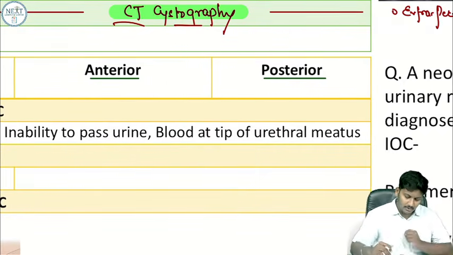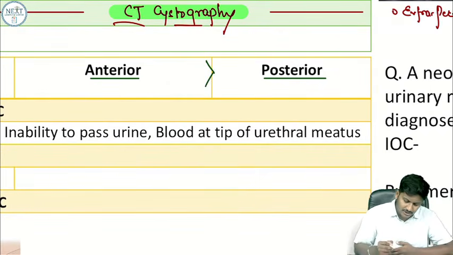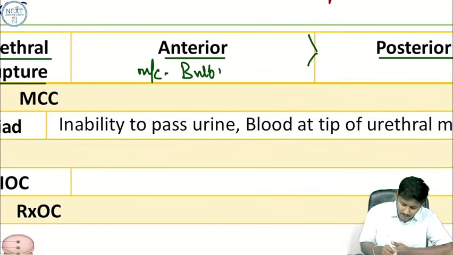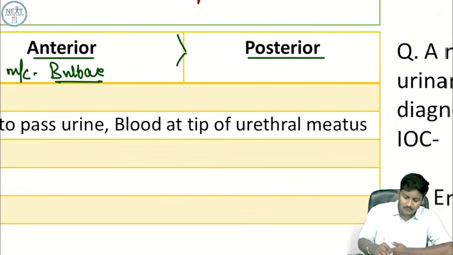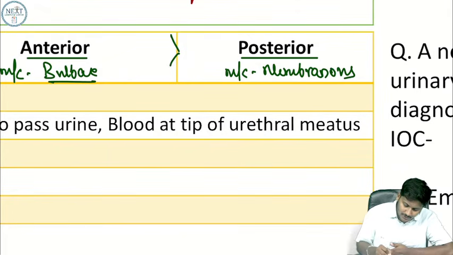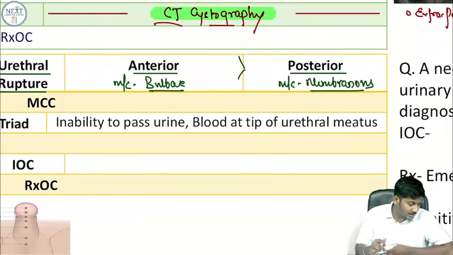Important is, we know that anterior urethral rupture is much more common, beta. We know that in anterior urethral rupture the more common site to rupture is the bulbar urethra. Right? In anterior urethral rupture the more common site to rupture is the bulbar or the perineal urethra, whereas in posterior urethral rupture the most common site to rupture is the membranous urethra, beta.